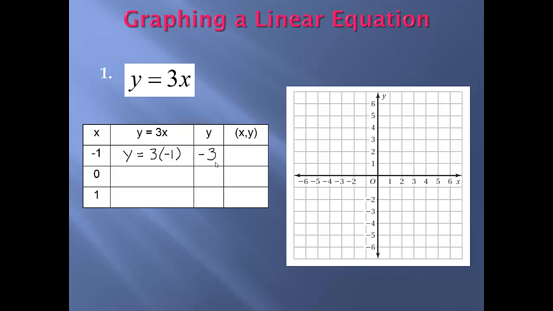Now we'll write an ordered pair. We need to do the x value first and then the y value. So our x value is -1 and our y value is -3. So we'll have -1, -3.